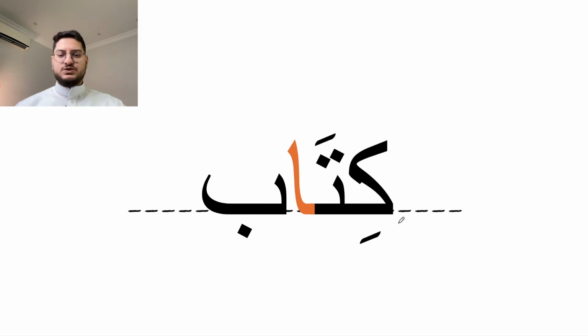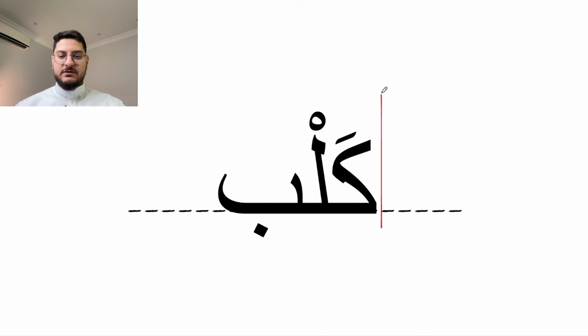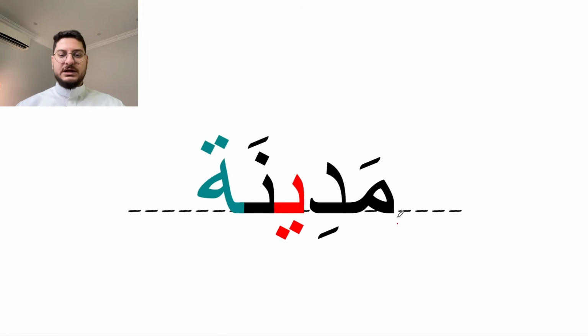طيب, let's look at this word. The first syllable is ki, and then tab, kitab, and kitab is a book. So this is ki because of the kasra. Next one, we have only one syllable, and the first letter is the ka again. So this is kalb, and kalb is a dog.